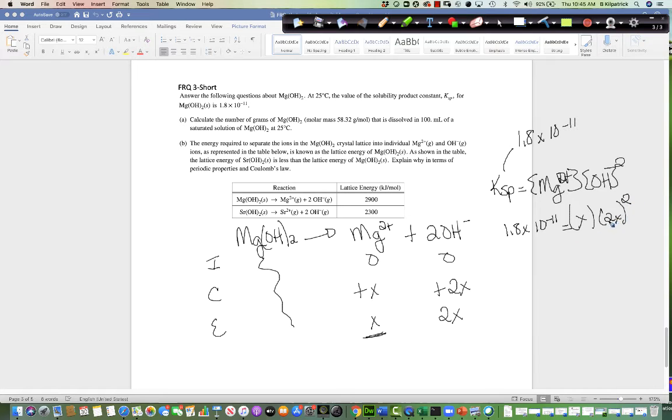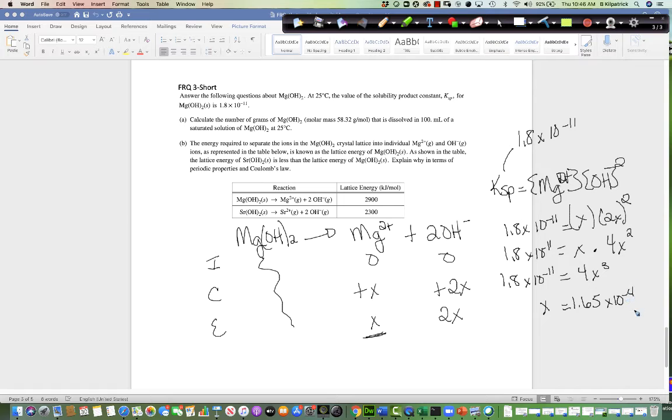And this is usually where people go awry. 2X squared will actually give me 4X squared, and then I still have the other X over here, so it's really going to be 4X cubed. So I have 4X cubed, and that's equal to 1.8 times 10 to the negative 11th. If you divide both sides by 4 and then take the cube root, for little x you're going to get 1.65 times 10 to the negative 4th.